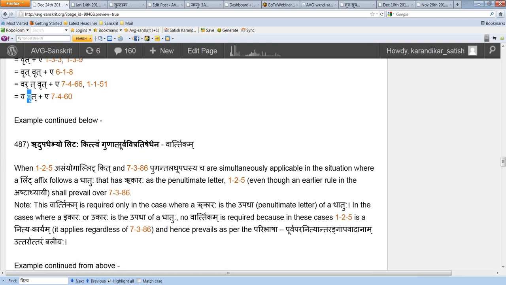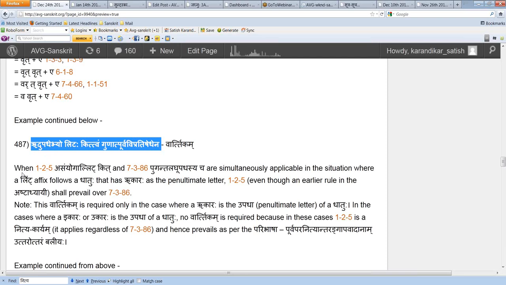So one more time, we need this vartikam, because otherwise neither is nityam relative to the other, so the parakaryam 7386 would have applied, giving us a wrong form. Therefore, we need the vartikam to tell us that kitvam has to take precedence over the gunadesha in the case where a lit pratyaya follows the angam which has rukara as the upadha.